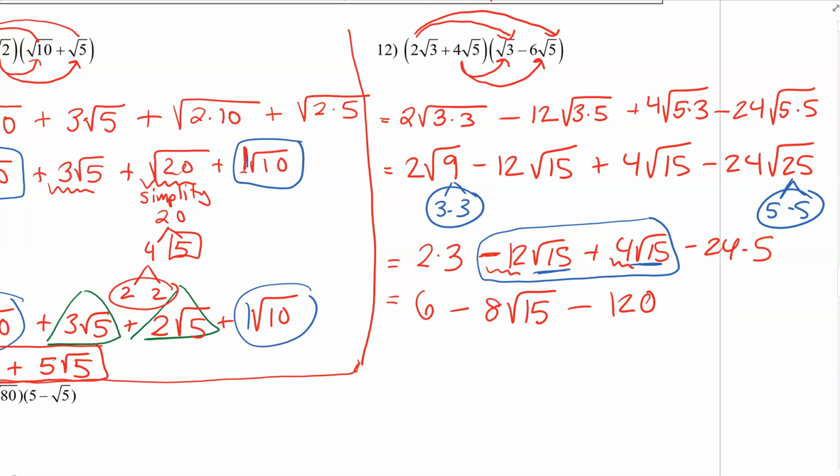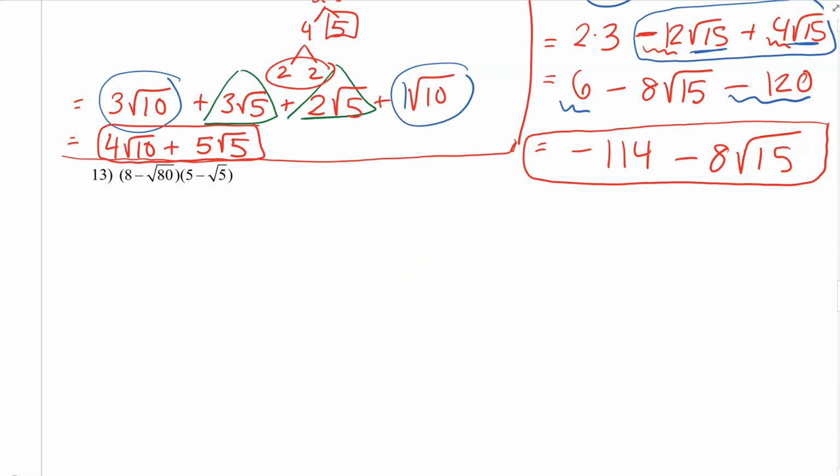So that leaves me with some more like terms, right? 6 is an integer, negative 120 is an integer. I can combine them together and get negative 114 minus 8 times the square root of 15. And that's my final answer for number 12.